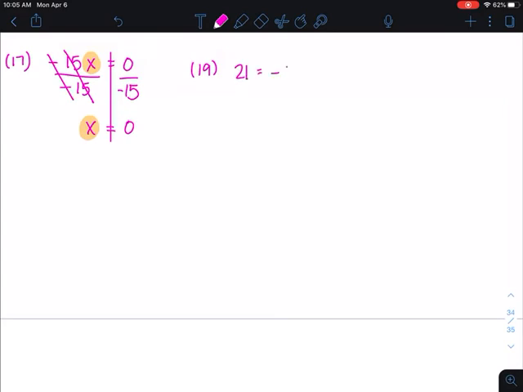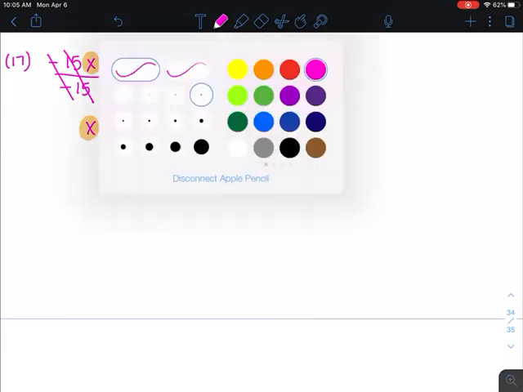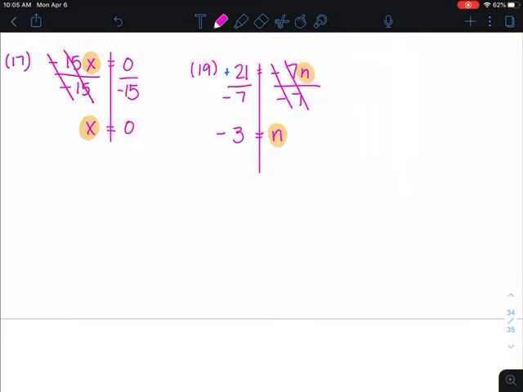Number 19, I have 21 is equal to negative 7 times n. Our variable is n, and they're currently being multiplied. The opposite of multiplying is dividing, so I'm going to divide both sides. To get n by itself, I have to get rid of the negative 7, so I will divide both sides by negative 7. These will cancel, which gives me n. And then 21 divided by 7 is 3. This has an invisible plus sign. Since they have different signs, our answer will end up being negative.